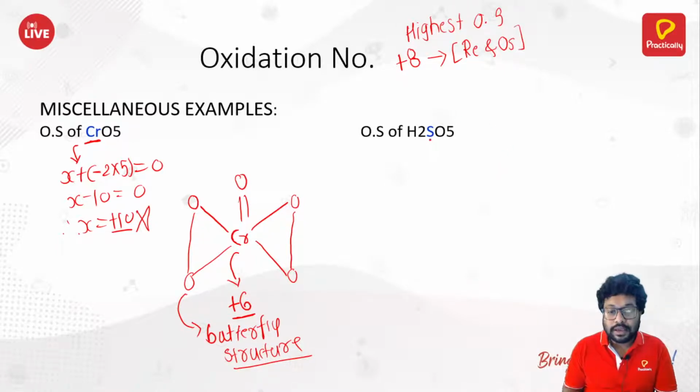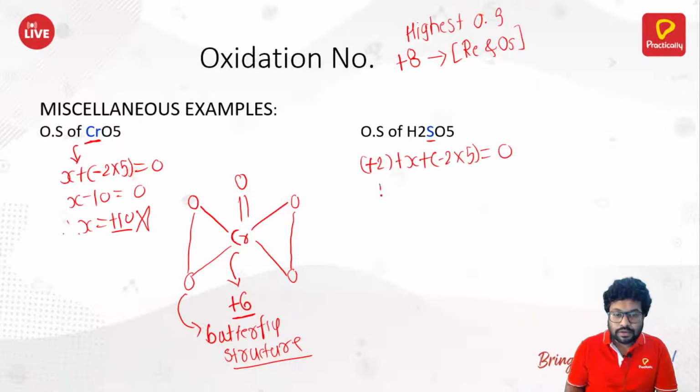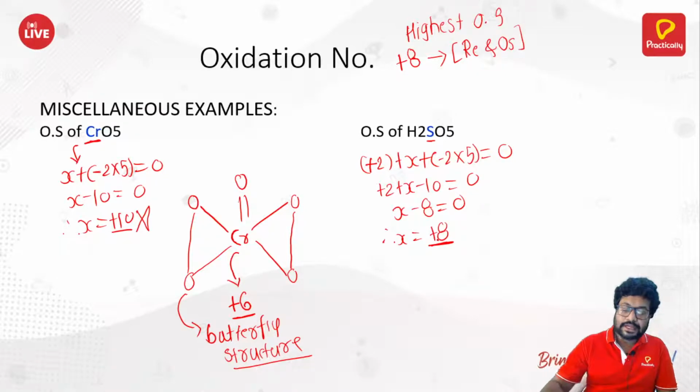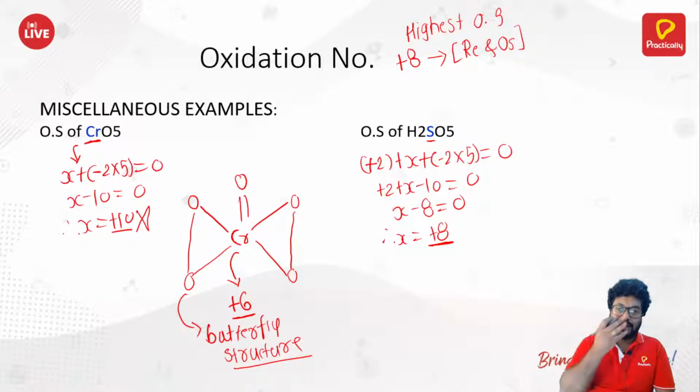Same with H2SO5. Again, if you find out the oxidation state of sulfur here, it is +1 into 2, +2 for hydrogen, sulfur X, for oxygen -2 into 5, equals 0. So +2 plus X minus 10 equals 0. X minus 8 is equal to 0. Therefore, X is equal to +8. So as I told you, +8 oxidation state is possible, but it is not possible for sulfur.